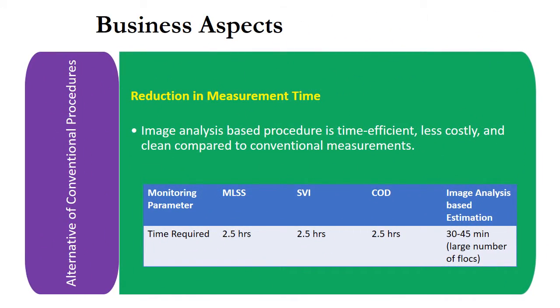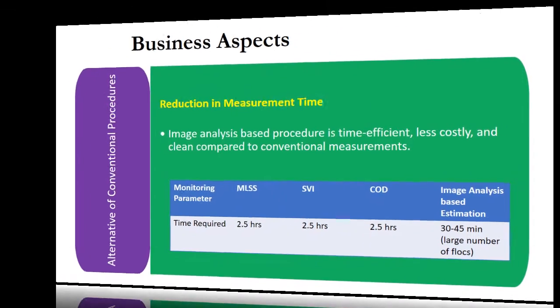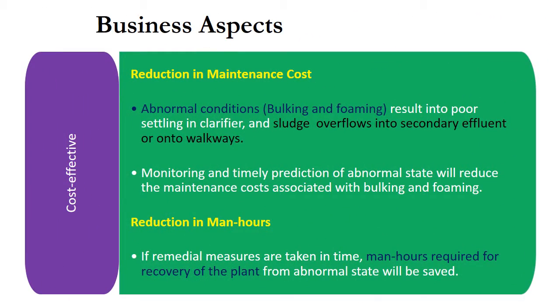First advantage of our work is reduction in measurement time. Image analysis based procedure is time efficient, less costly, and clean compared to conventional measurement. Second advantage is reduction in maintenance cost. Abnormal conditions such as bulking and foaming result in poor settling in clarifier and sludge overflows into secondary effluent or onto walkways. Monitoring and timely prediction of abnormal states will reduce the maintenance costs associated with bulking and foaming.